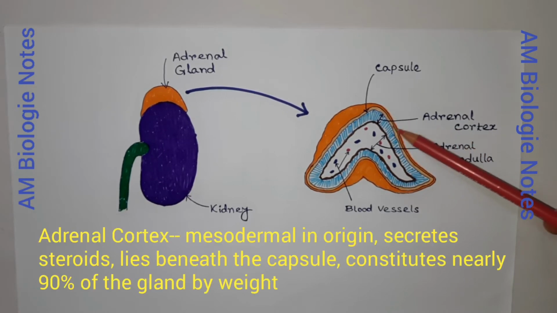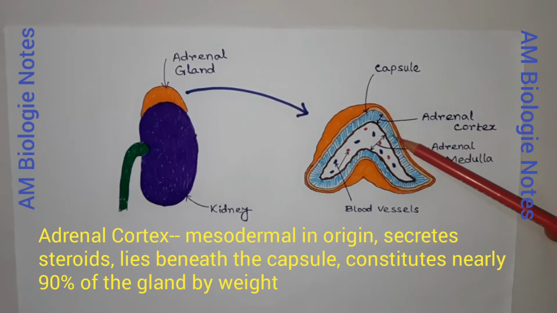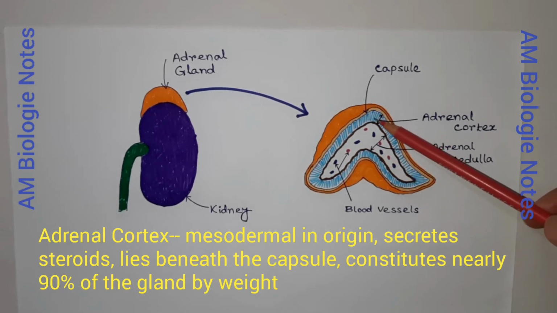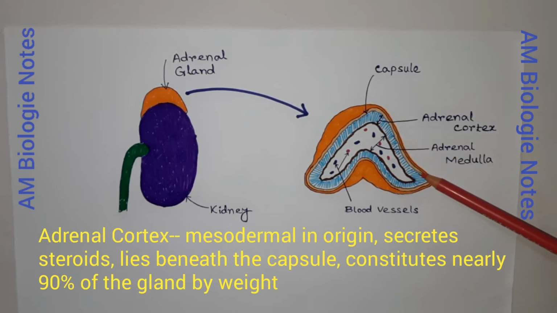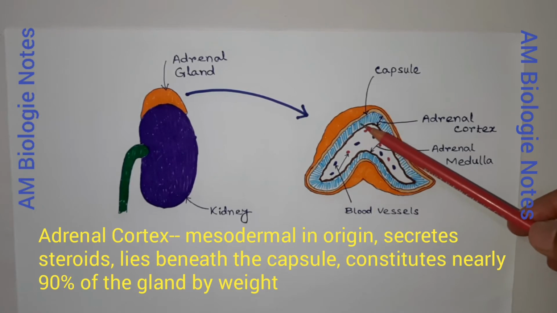Embryologically, the cortex arises from mesoderm. It is the steroid secreting portion. It lies beneath the capsule and constitutes nearly 90% of the gland by weight.